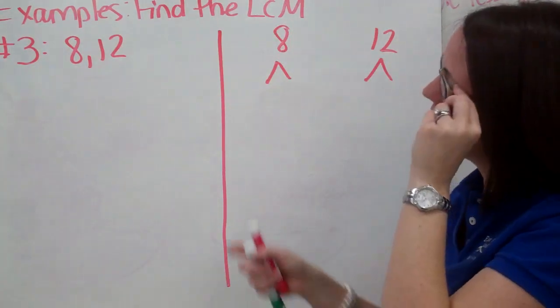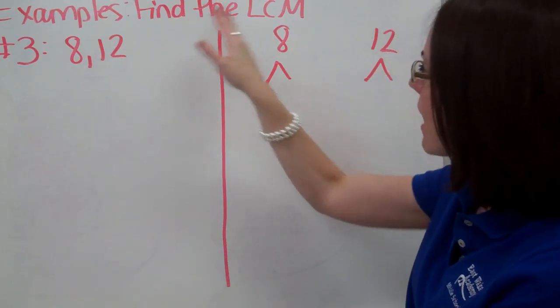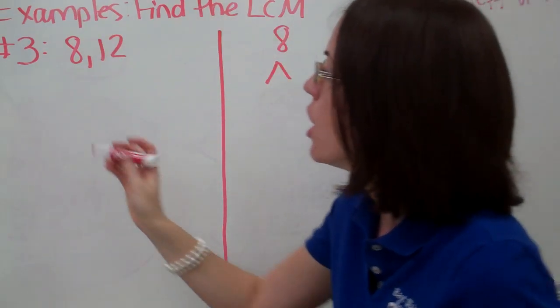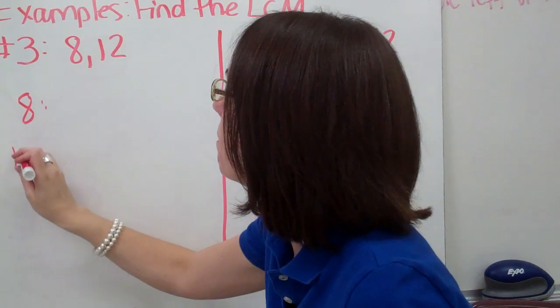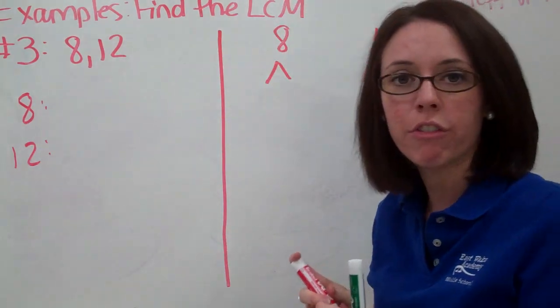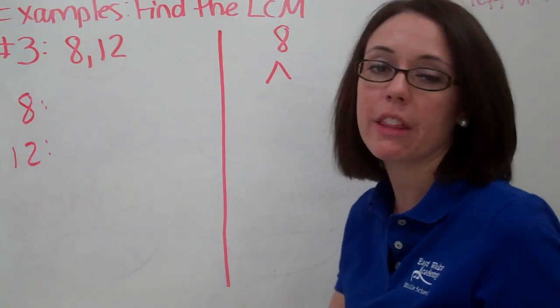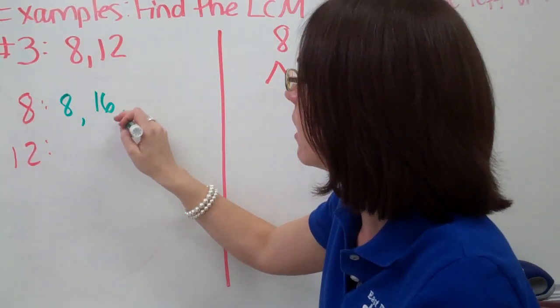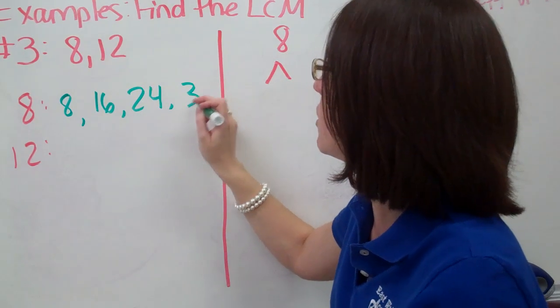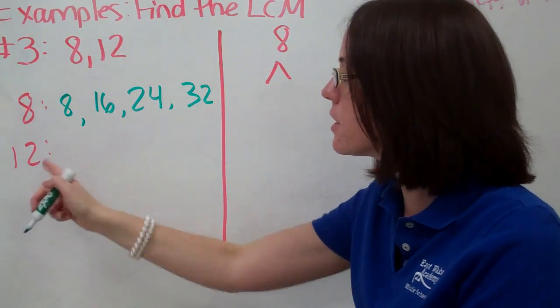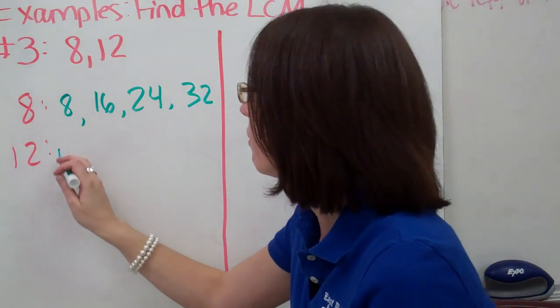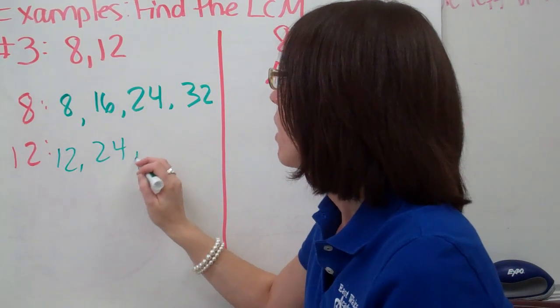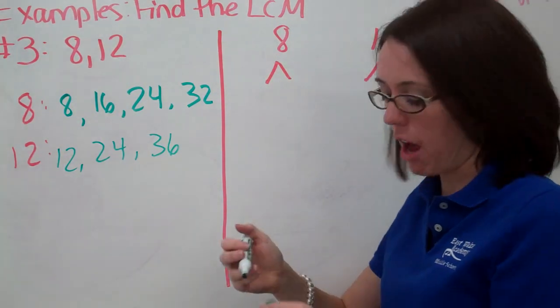Let's do some examples. Example number 3. Find the LCM of these two numbers. So we're going to list out the multiples of 8 and 12. Remember, multiples are different than factors. The multiples of 8 are 8, 16, 24, 32. And that's good, I think. Let's do the multiples of 12. 12, 24, 36, and we can stop there.